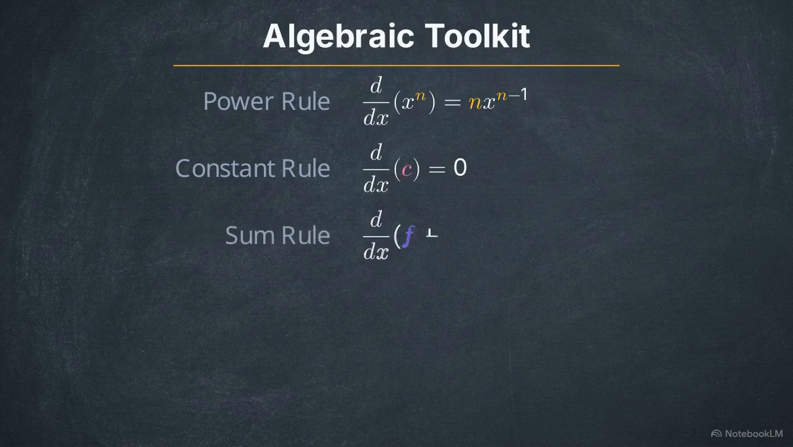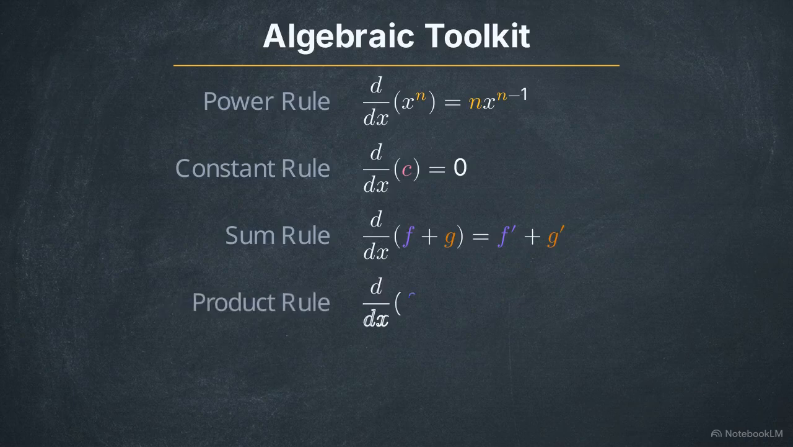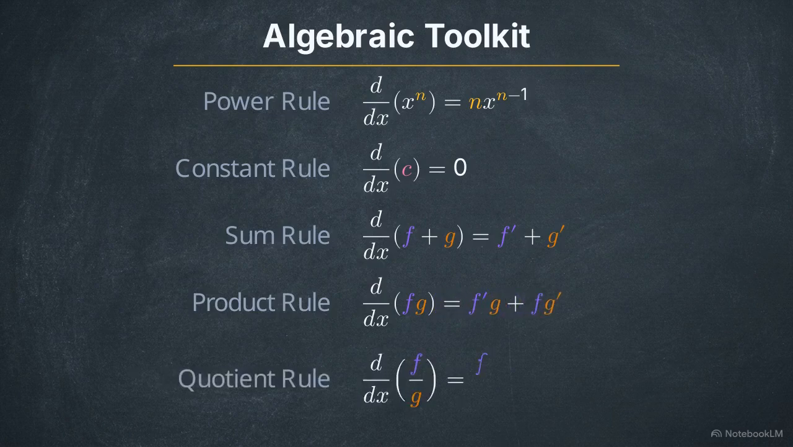For larger equations, the sum rule differentiates sequentially. For multiplied functions, the product rule uses a cross-multiplication pattern: the first's derivative times the second, plus the first times the second's derivative. For divided functions, the quotient rule provides the structural formula.